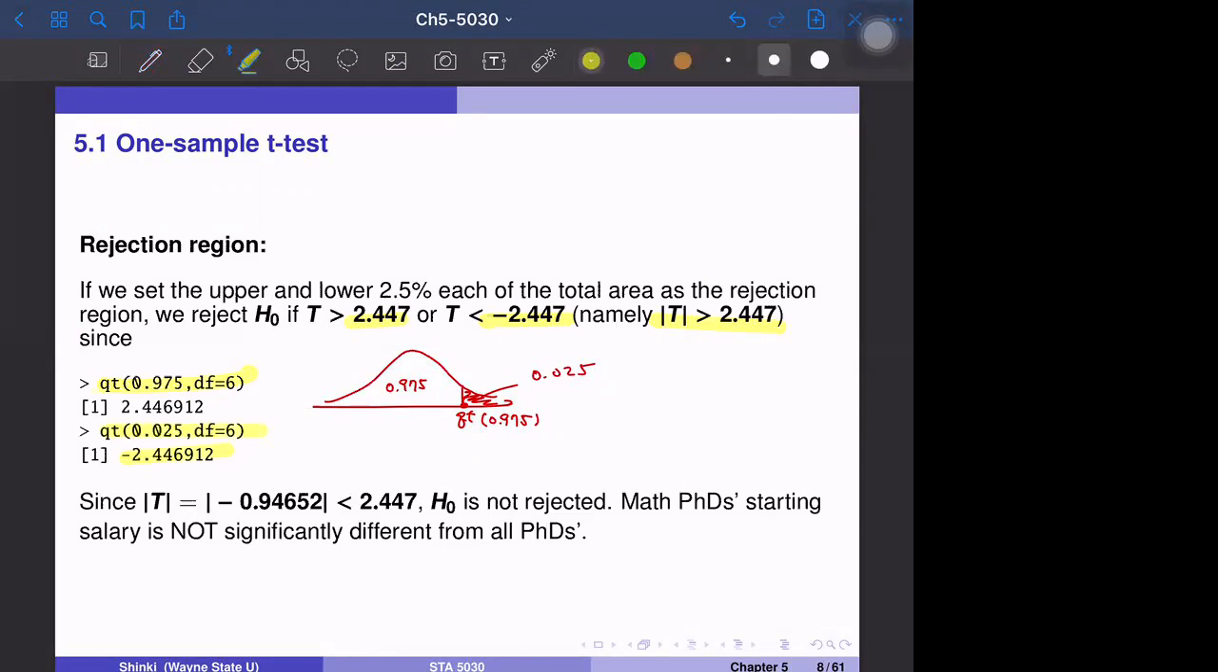So with this, you can numerically claim that the absolute value of capital T is the absolute value of negative 0.946. This is the T statistic we calculated, and this is less than 2.447. So we do not reject H naught. H naught is not rejected. So mass PhD's starting salary is not significantly different from all PhDs, we can say.